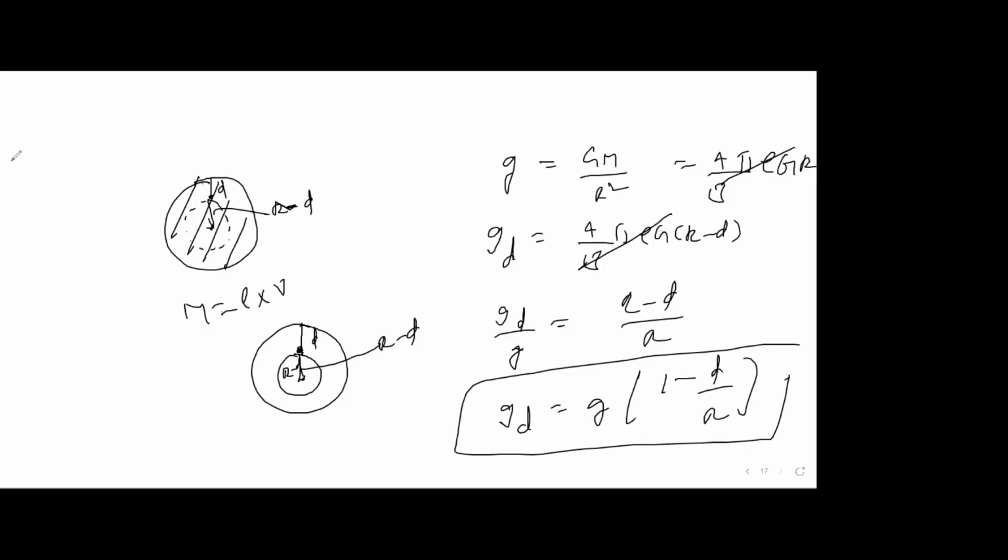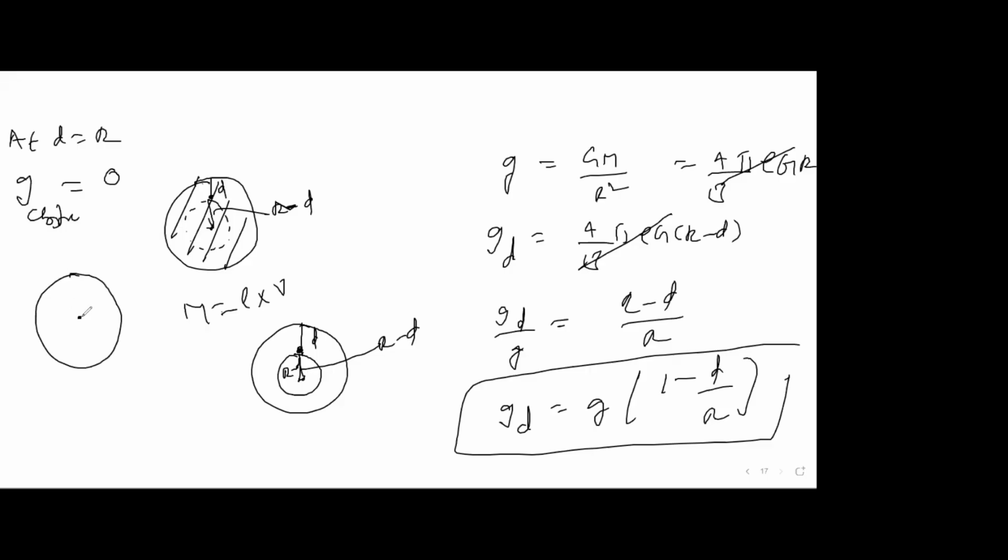Okay. If I ask you at a depth of radius, how much, that means you are at the center. At depth equal to radius means where you are at. You are at the center. D is equal to R. Value of g at the center is 0. What is the meaning of g at the center is 0?